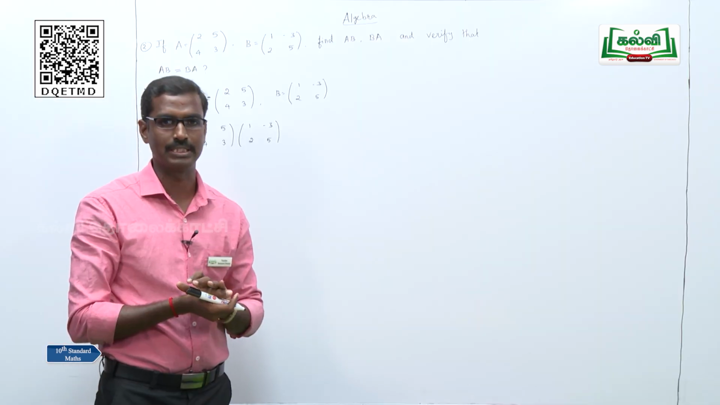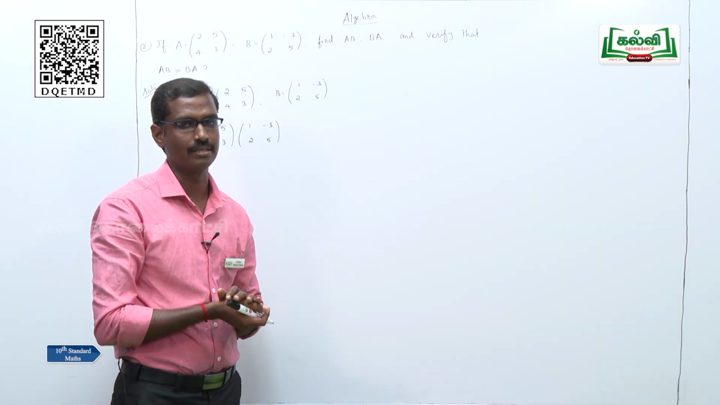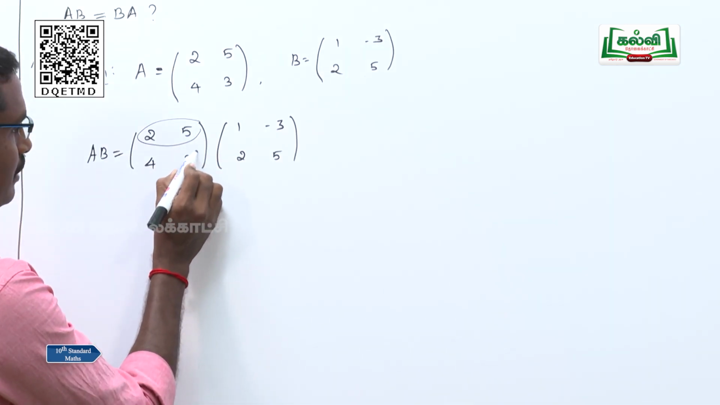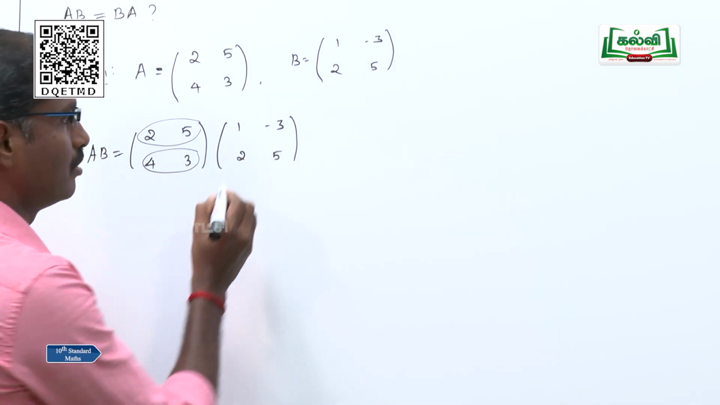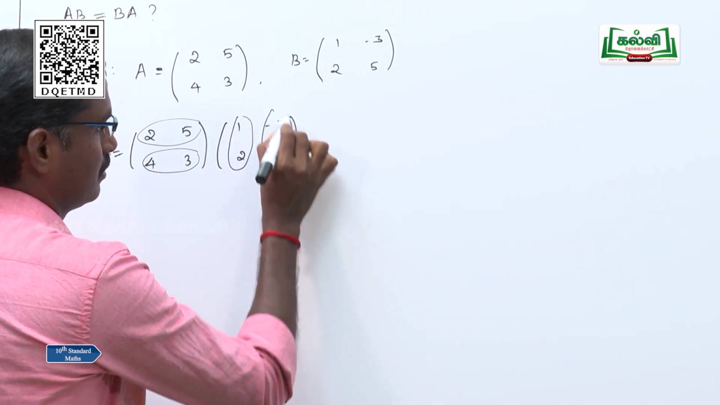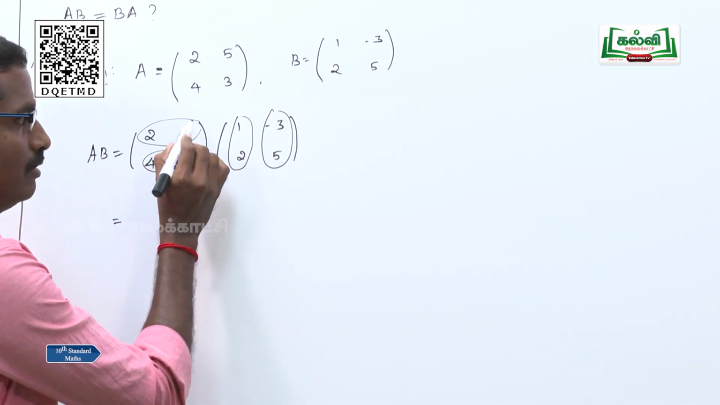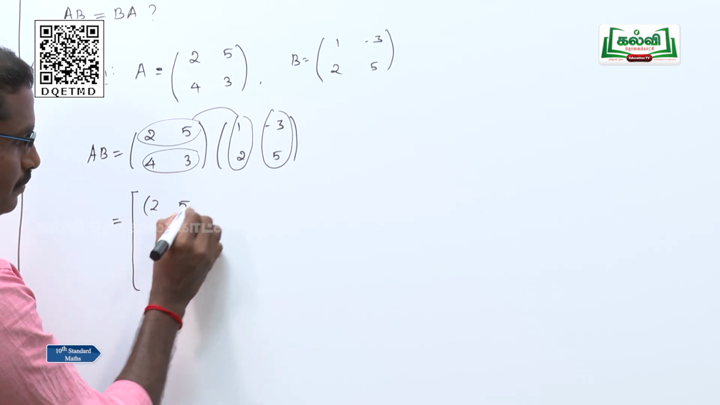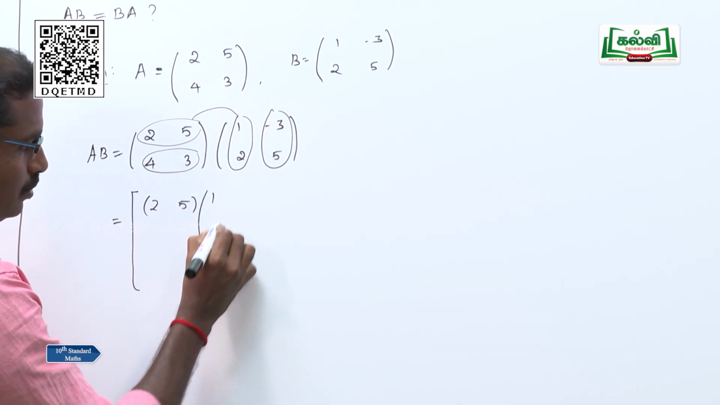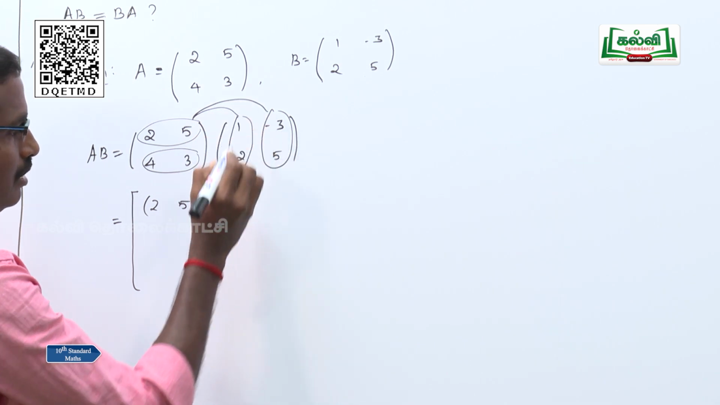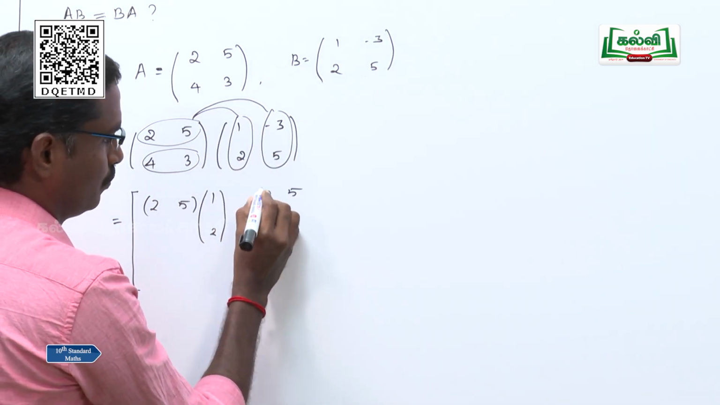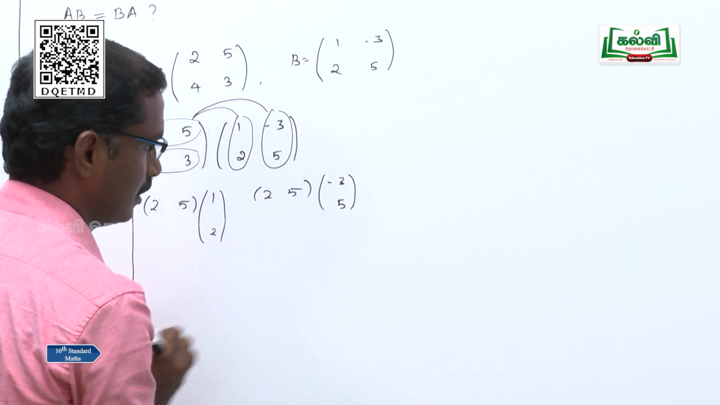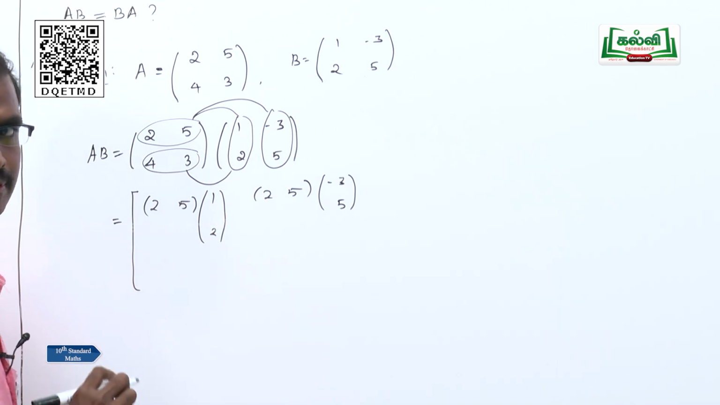What is the rule for multiplication of matrices? Row by column. Very good. So, circle the first matrix row-wise and circle the second matrix column-wise. First product: first row, first column: 2, 5 with 1, 2. First row, second column: 2, 5 with -3, 5. Third product: second row, first column.